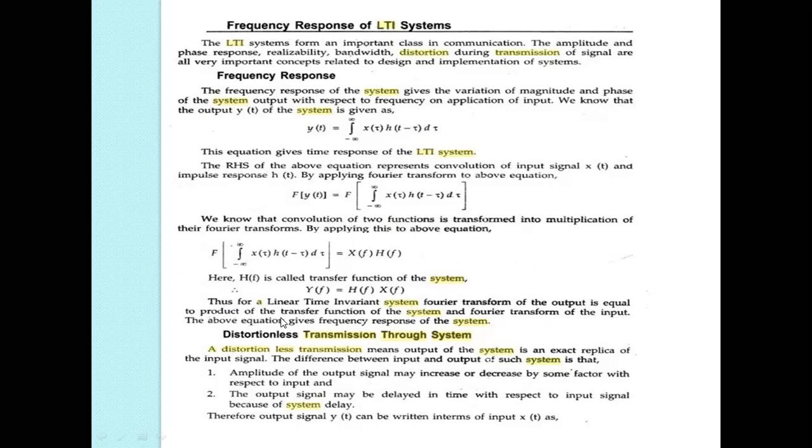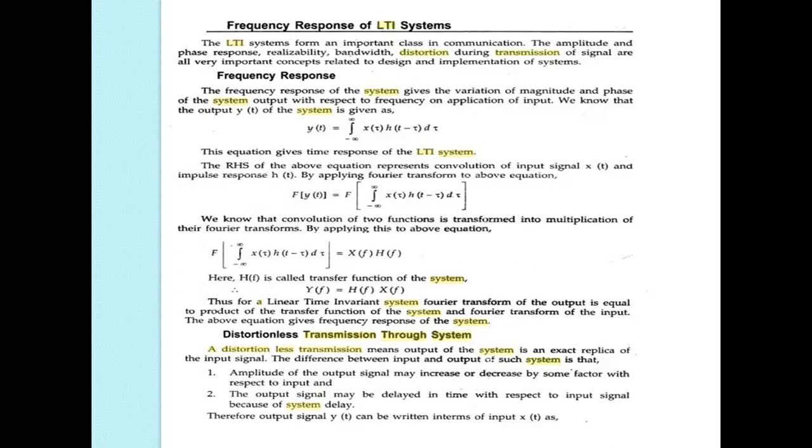See again, the product of the transfer function of the system. Why am I calling it a transfer function of the system? Transfer function is nothing but output by input. Here H of f we can call a transfer function, and the Fourier transformation of the input. What is the input here? X. The above equation gives the frequency response of the system.